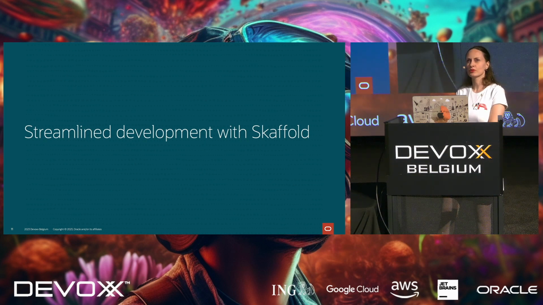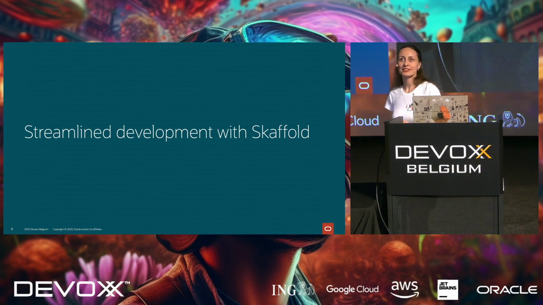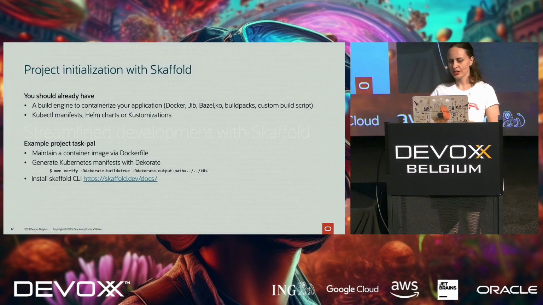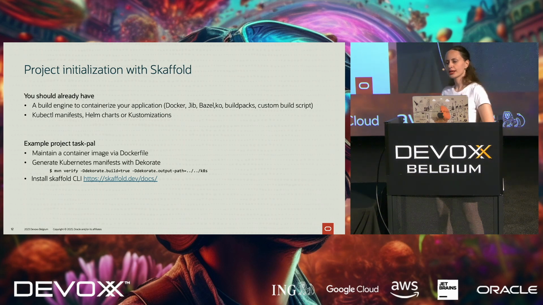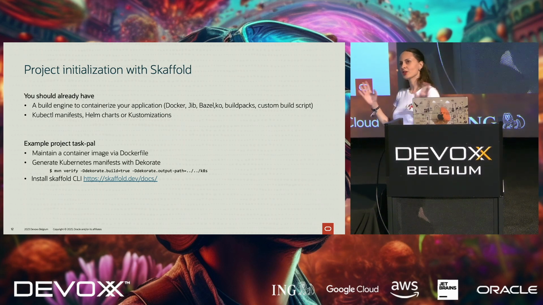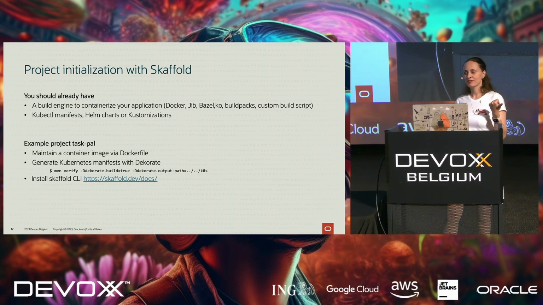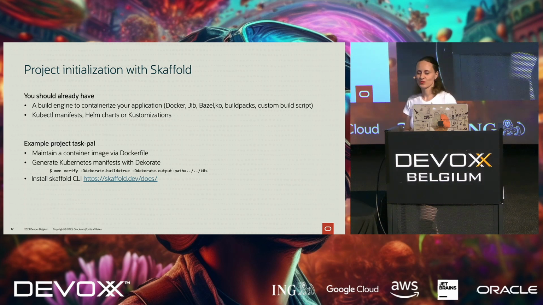How many of you use Skaffold? Okay, more users, 5 users. That's good. Skaffold is easy and repeatable Kubernetes development. And similar to the other tool, project initialization is similar. So you should already have, again, a build engine, but in this case, you have more to choose from. Again, Kubernetes, kubectl manifests, Helm charts, or customizations.